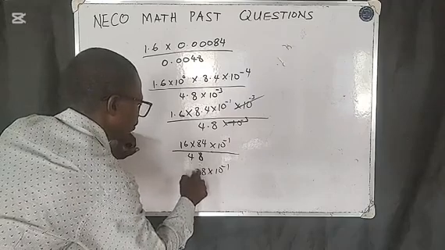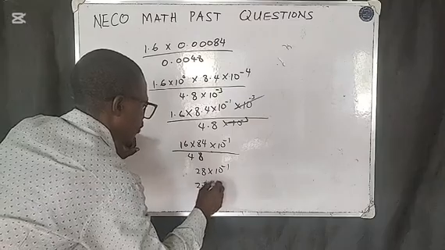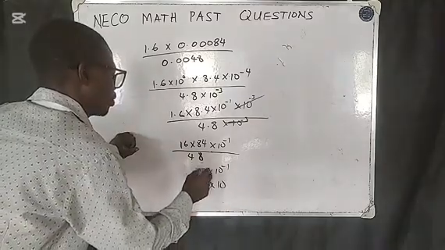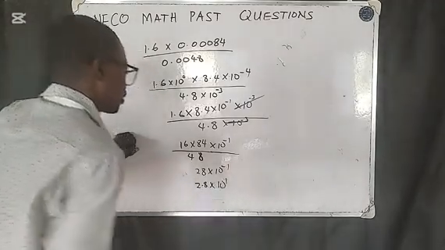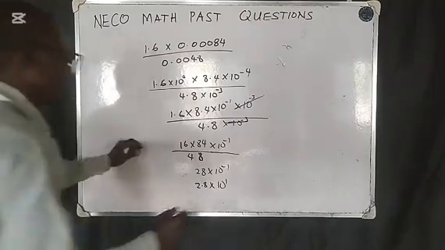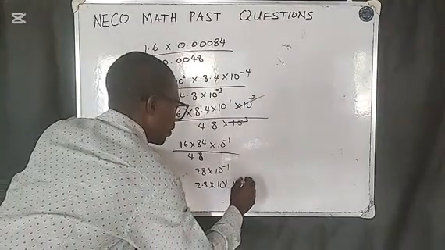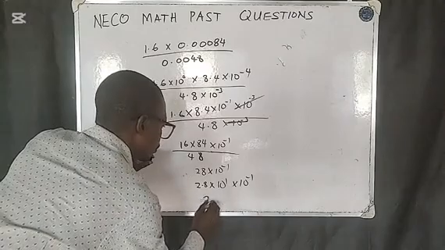So we're going to have 10 raised to the power. How many times do we move it? You move it 1 time. So this one will be positive 1 this time around. Then times 10 raised to the power of negative 1. So we have 2.8.